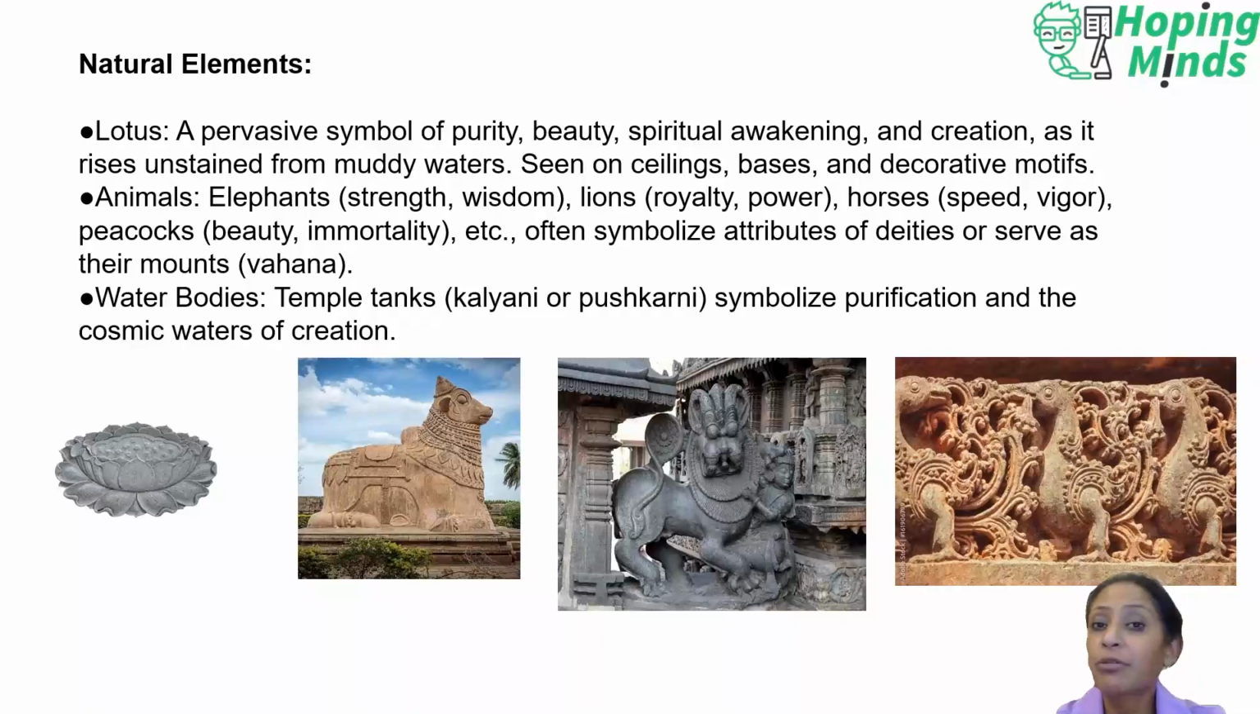The animals, which form a very important part. The elephants were for strength and wisdom, the lions for royalty and power, horses for speed and vigor, peacocks for beauty and immortality. These were a few animals which are very prominent in the architecture, often symbolizing attributes of deities or serving as their mounts or vahanas. These deities used these animals as their transportation.